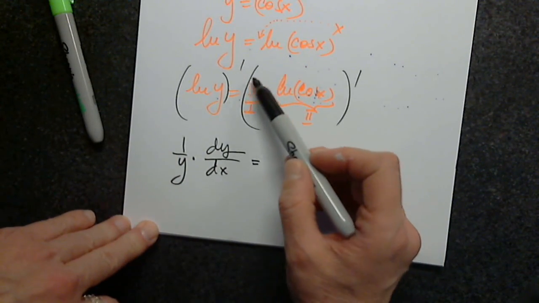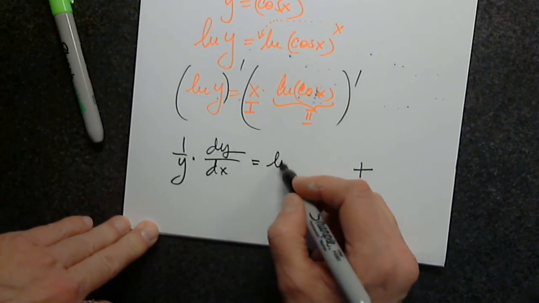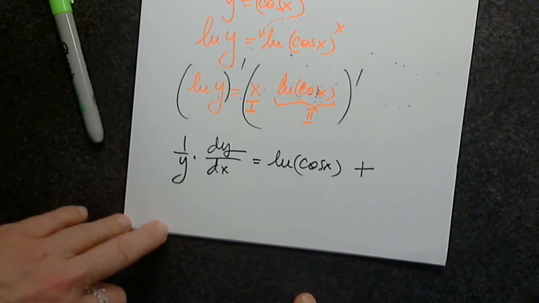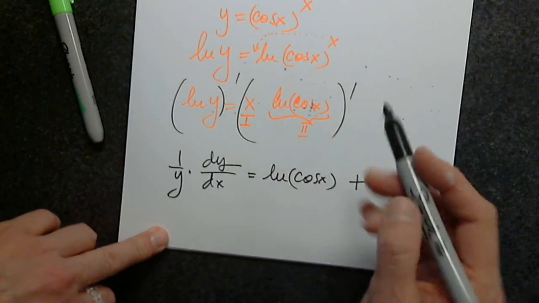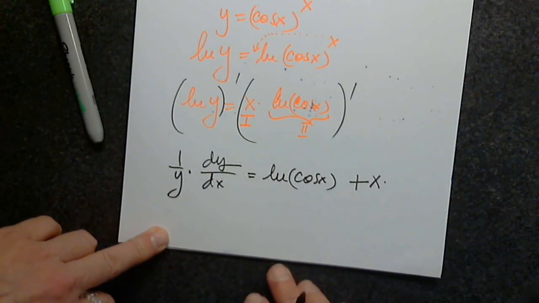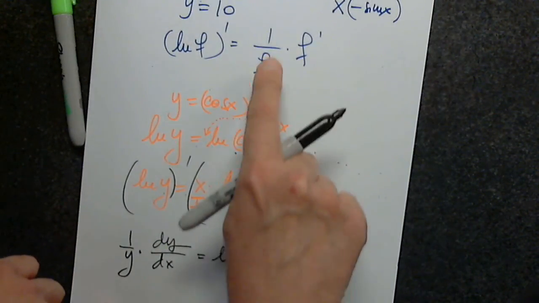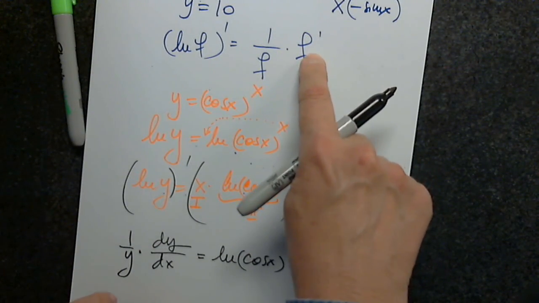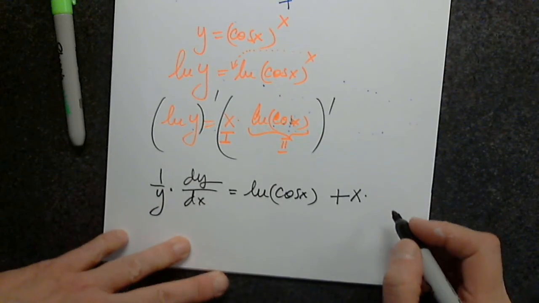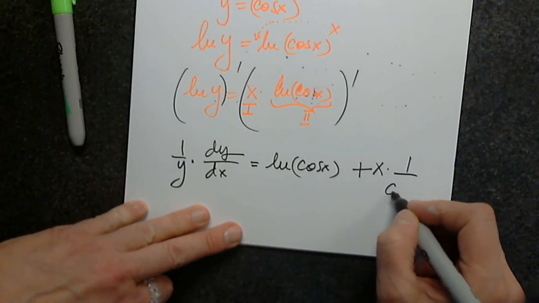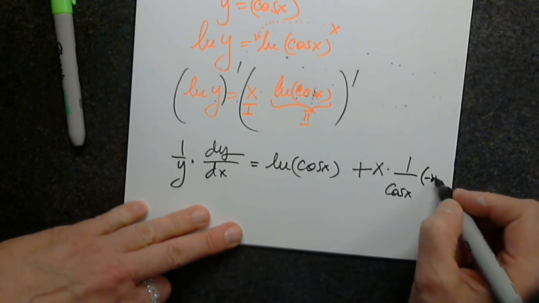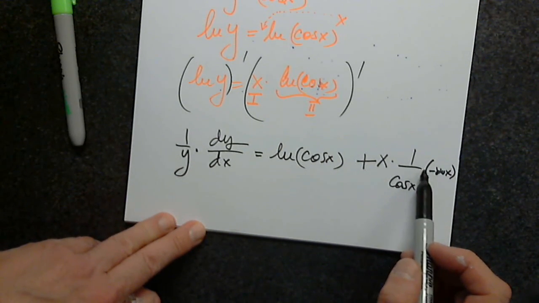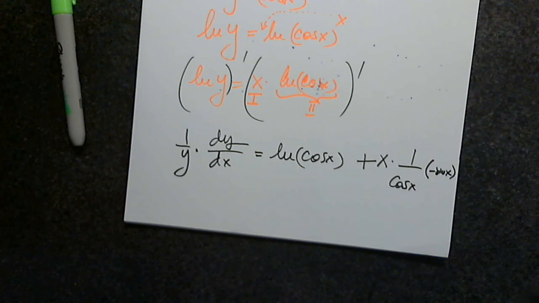So when I differentiate the first function, I get 1, so I just copy this. Plus, when I differentiate the second function, I have to copy the first one. And I use the same rule, 1 over cosine times cosine prime, which is negative sine x. So 1 over cosine multiply by negative sine x. Please put parentheses between the negative sign and the product.